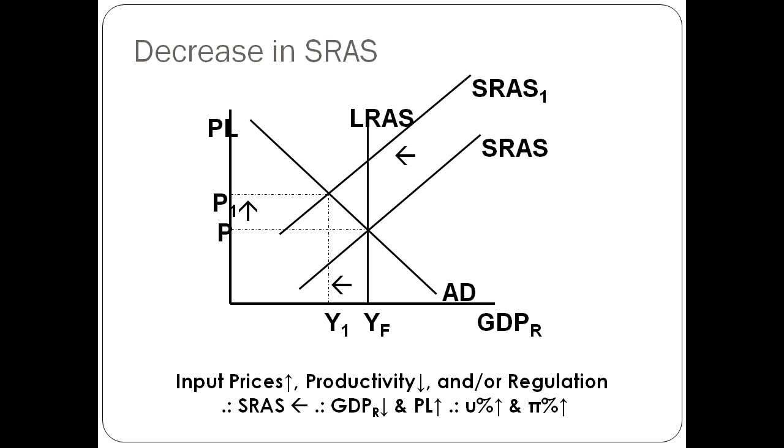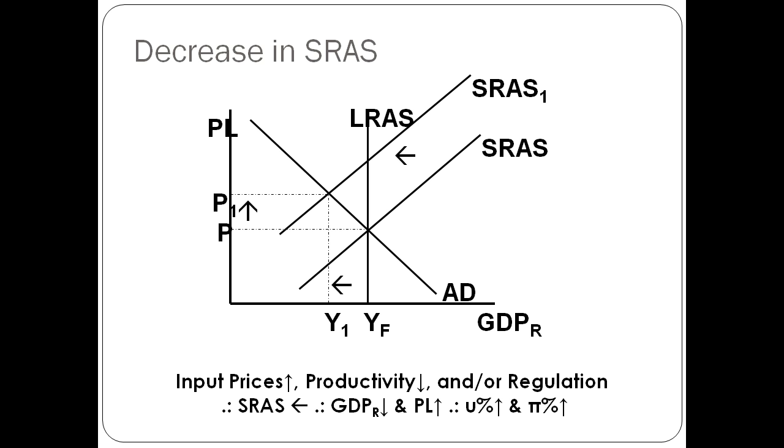So when input prices go up, productivity goes down, and or there is more regulation, more taxes, that's going to imply that the short aggregate supply curve is going to shift to the left, which is going to imply that real GDP is going to fall, and the price level is going to go up, which implies that the unemployment rate is going to go up, and the inflation rate is also going to go up.